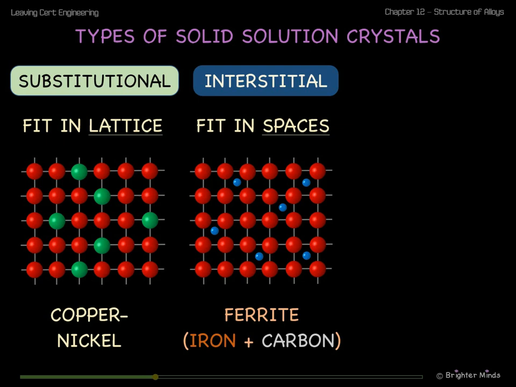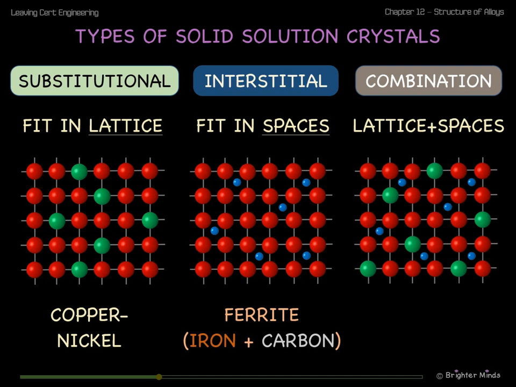Solid solution alloys can also be a combination of substitutional and interstitial structures. In stainless steel, small carbon atoms fit in the spaces, while large chromium atoms take the place of iron atoms in the lattice. Alloys are stronger and less ductile than their constituent components. This is because the alloying process creates more tension in the crystal lattice, which makes it more difficult for atoms and dislocation defects to move.